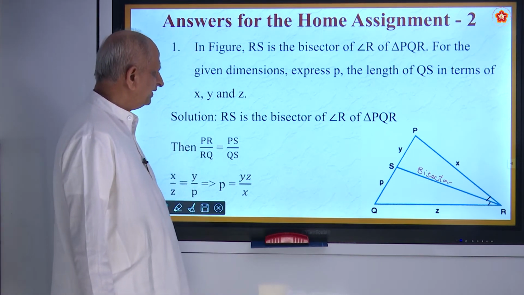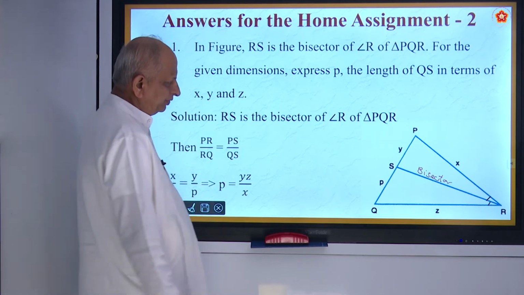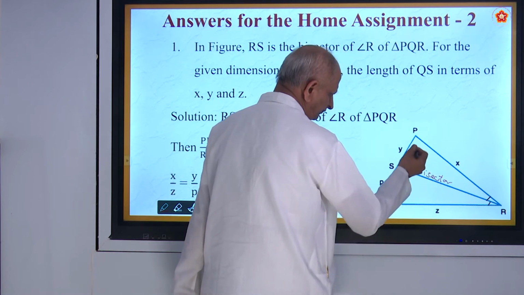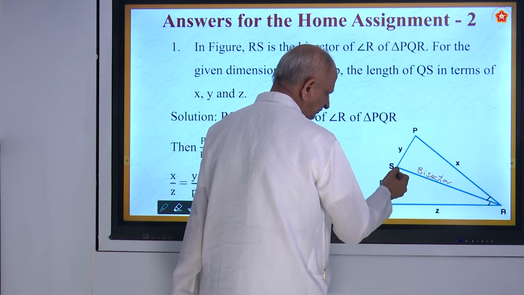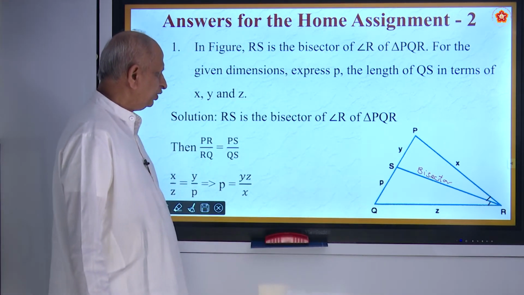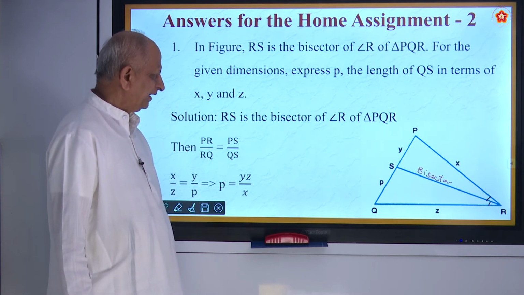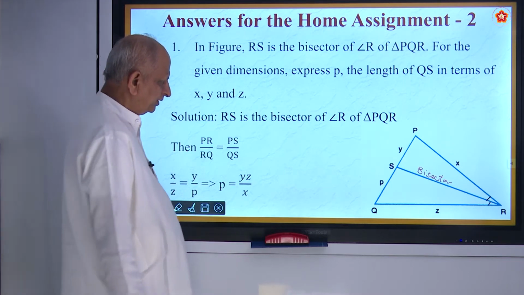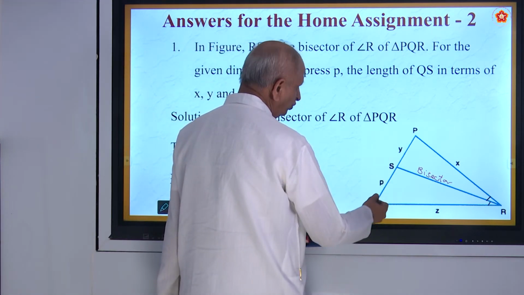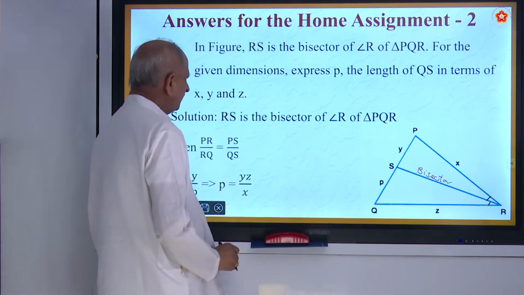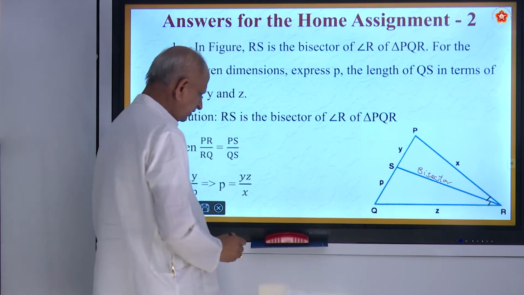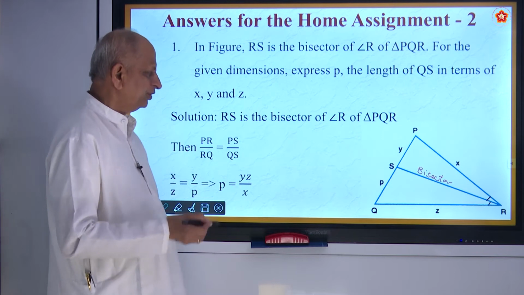And then for the given dimension, express P. You are given that PR is X and RQ is Z and PS is Y and QS is P. They are asking you the length of QS in terms of X, Y, Z. So the length of QS is called P.